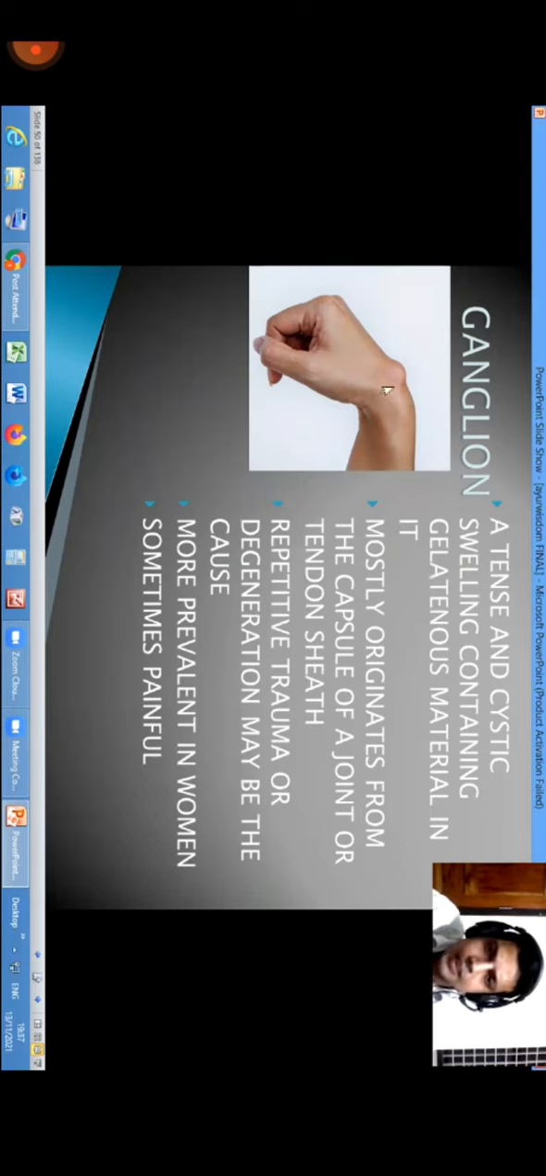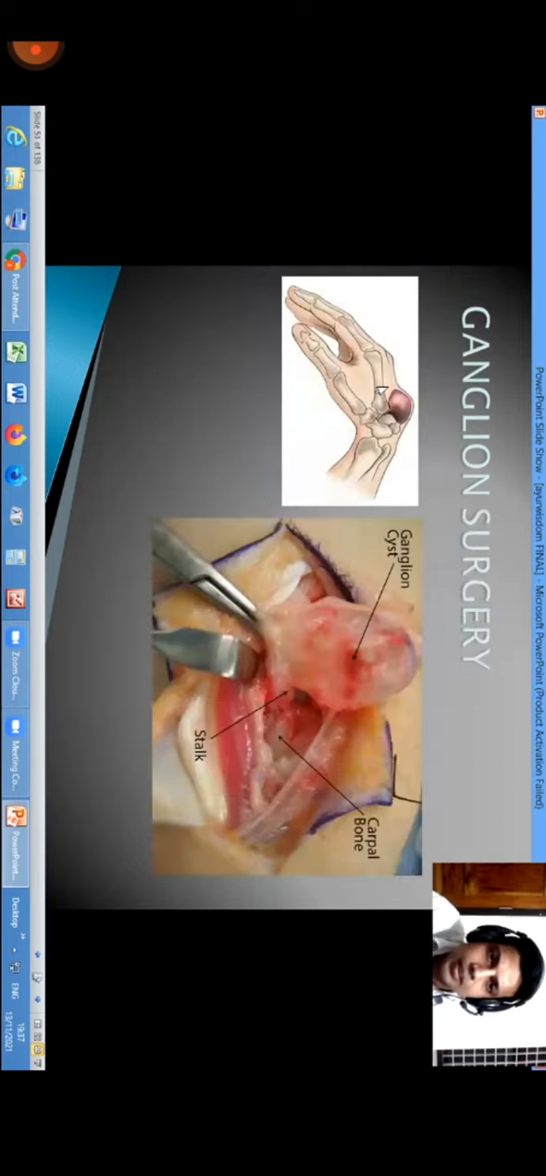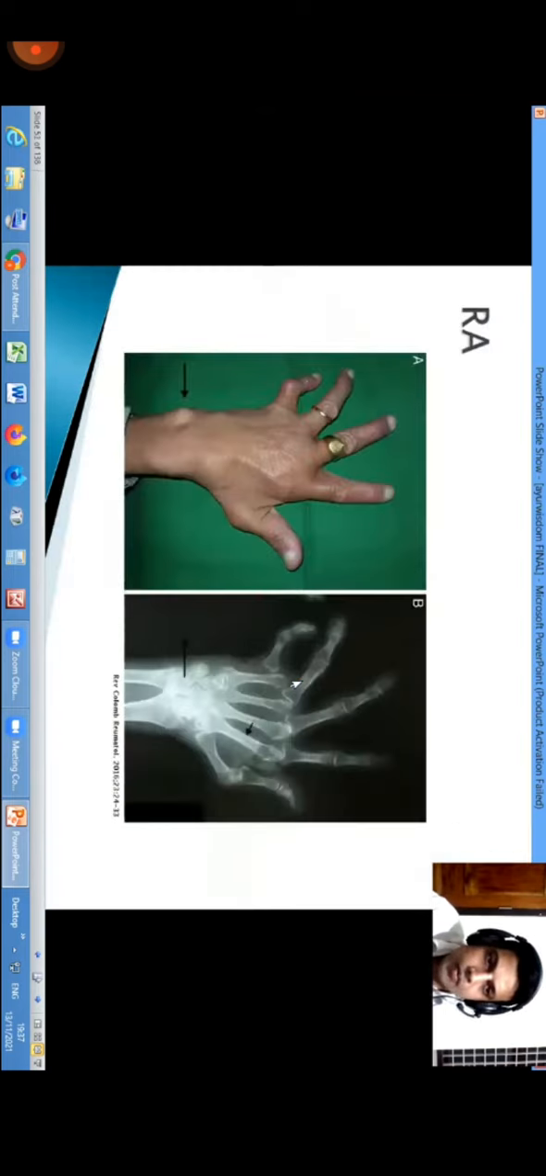Repetitive trauma or degeneration may be the cause. More prevalent in women, sometimes painful. If it is painful, we can remove it surgically. And here the ganglion cyst is removed surgically. There is a stalk and body of the cyst, and it's removed surgically if it is causing severe pain or cosmetic problems. And coming to RA, it's the X-ray of the RA patient.